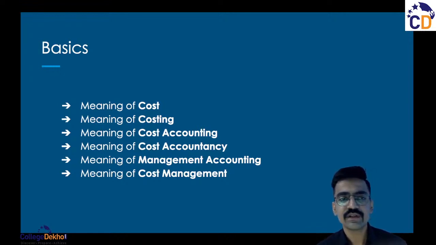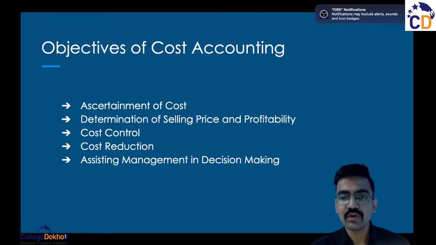Right, so these were just the basic terminologies related to cost accounting and management accounting. And the basic purpose of all of these terminologies combined, of cost accounting or management accounting, is to assist the management. Now the first objective of cost accounting is ascertainment of cost. What does this ascertainment of cost mean? It means that the main objective of cost accounting is accumulation and ascertainment of cost.